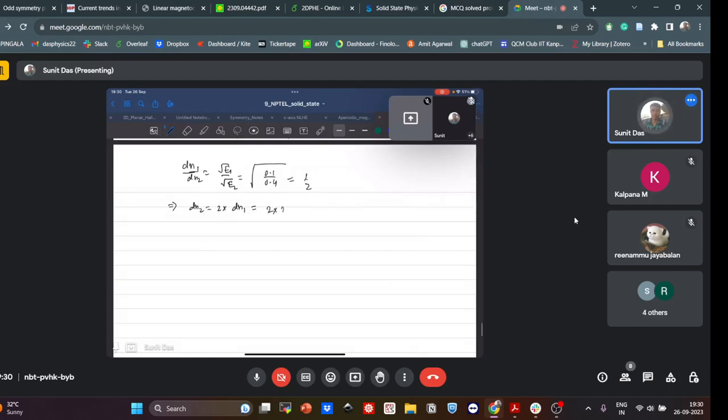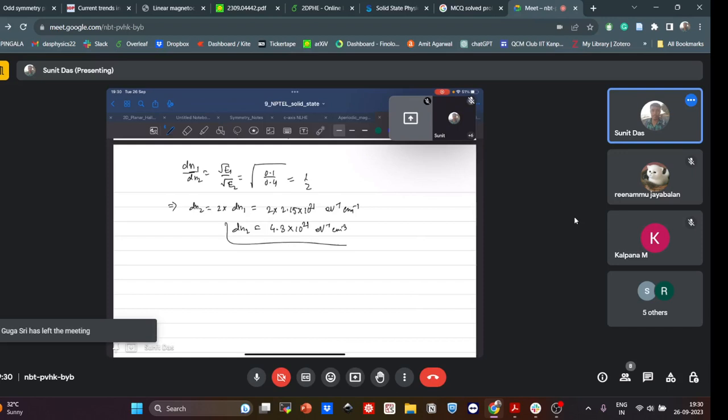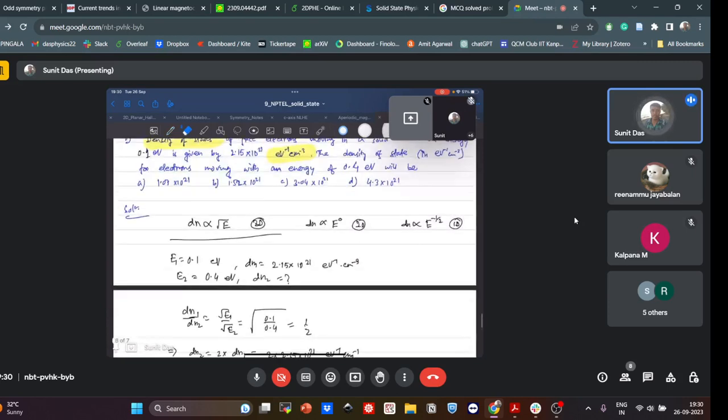So 2 into 2.15 into 10 to the power 21 eV inverse cm to the power minus 3. So dn2 is 4.3 into 10 to the power 21. So this is the answer. So 4.3 into 10 to the power 21.